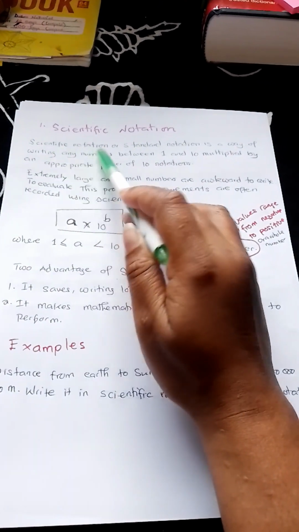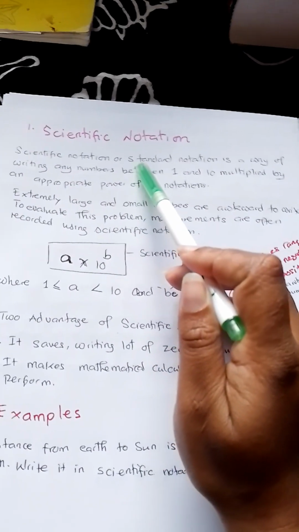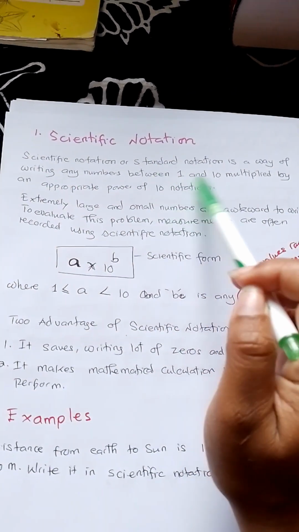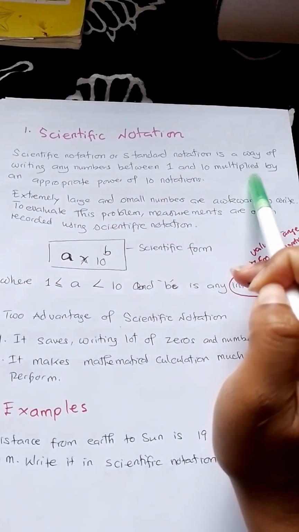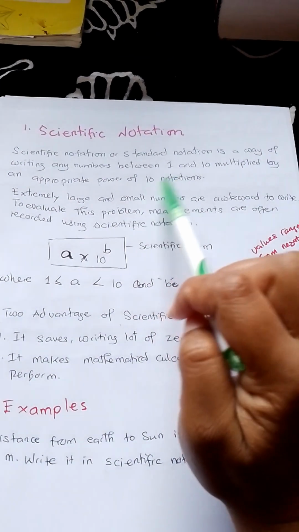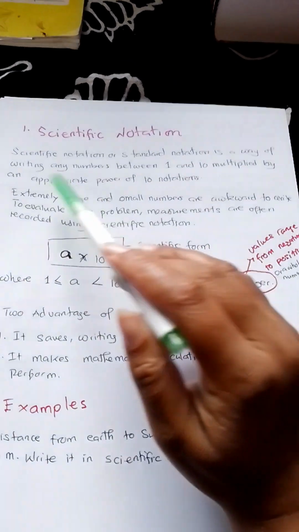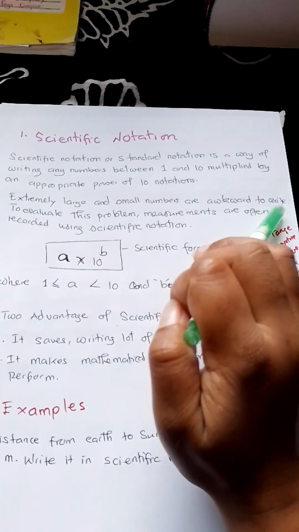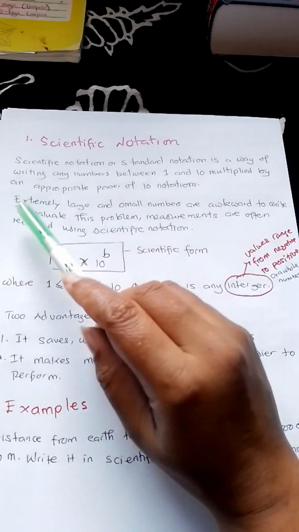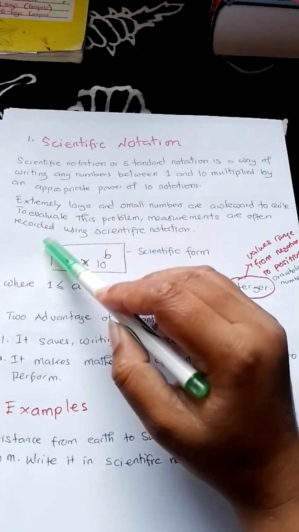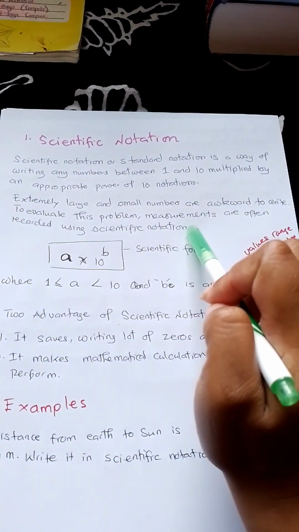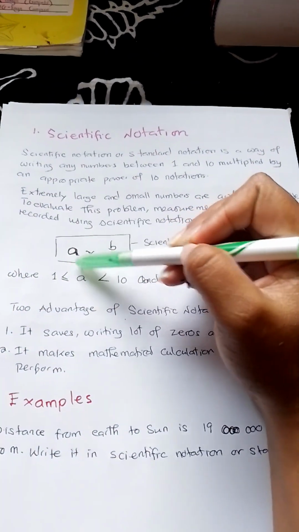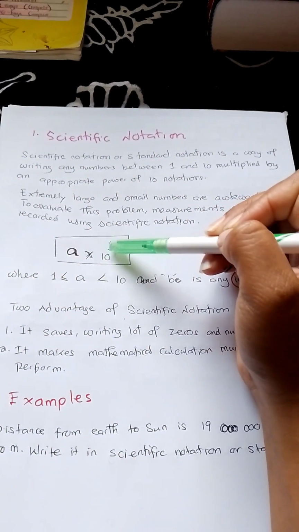Scientific notation, or standard notation, is a way of writing any number between 1 and 10 multiplied by an appropriate power of 10. Extremely large and small numbers are awkward to write, so measurements are often recorded using scientific notation. Scientific notation is in this form: a times 10 to the power of b.